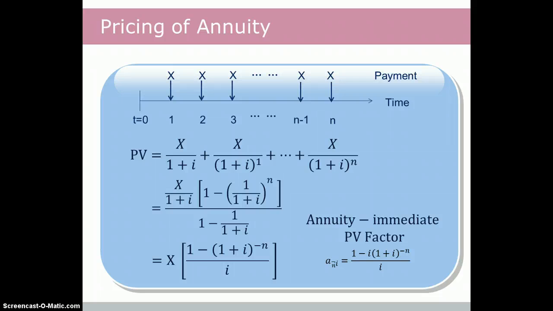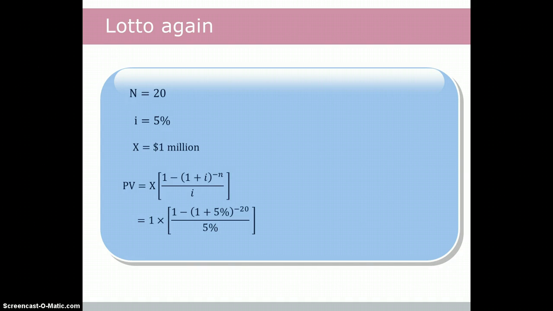Since we have the formula, we want to know which one we should choose for the Lotto. For the next 20 years, we get $1 million per year, and the interest rate is 5%. Using the formula, we get the present value, which is equal to 12.5 million, and is bigger than 12 million. So we should choose prize B.